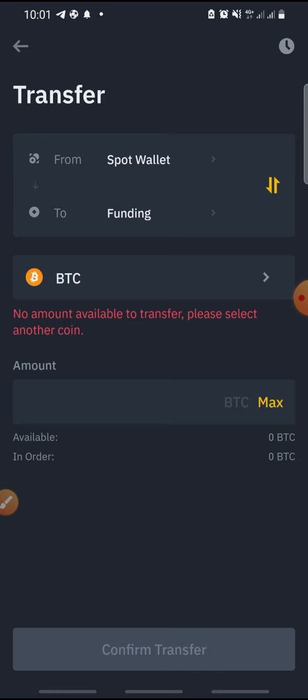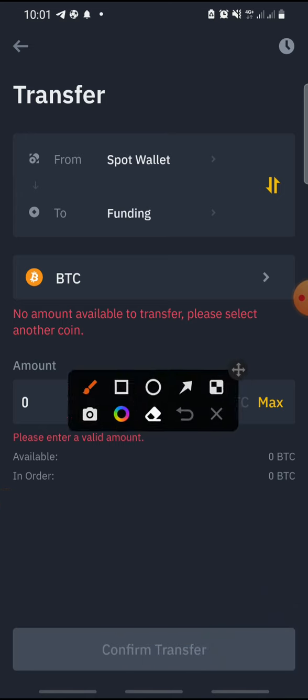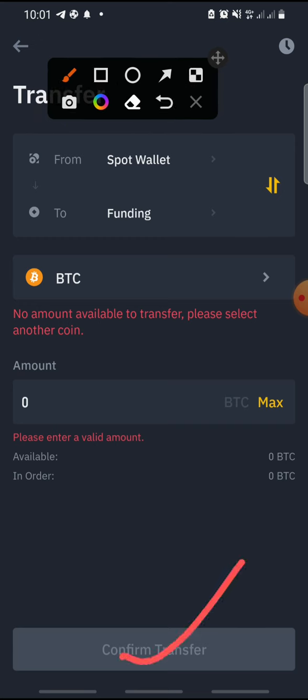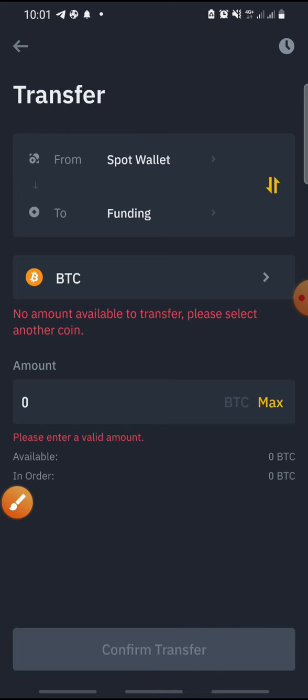Then if all the money is what you want to send, you come to max, so it will automatically fetch all the money from your spot wallet to this field, and then the confirm button will be active for you to transfer your money or your assets from the spot to the funding. Right. So for now, I don't have anything, that's why you have seen 0.